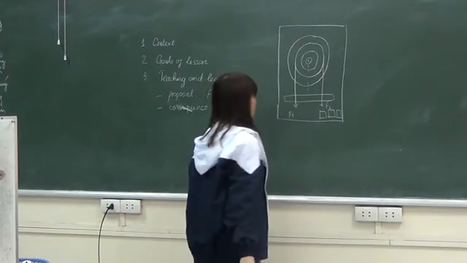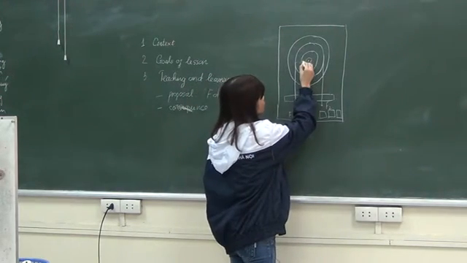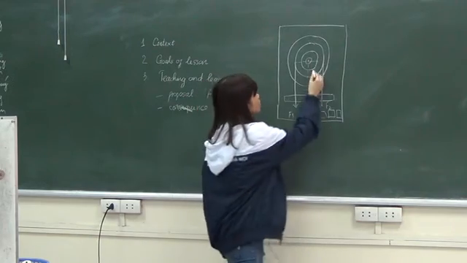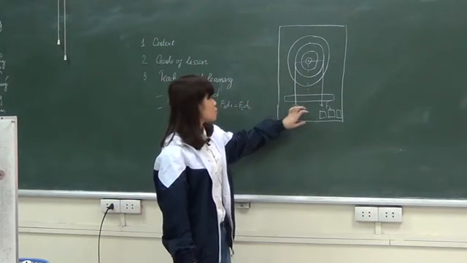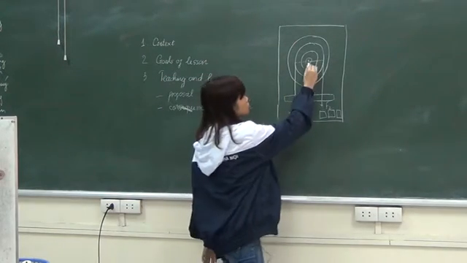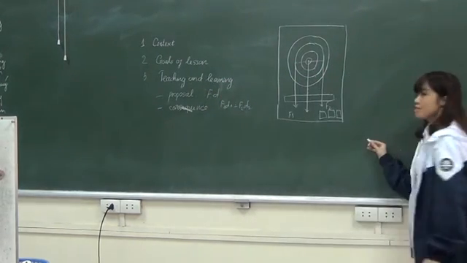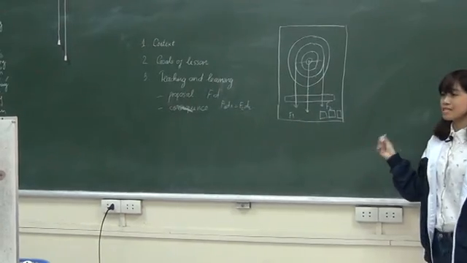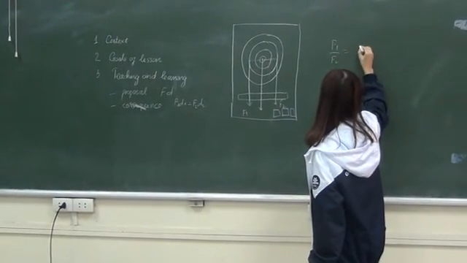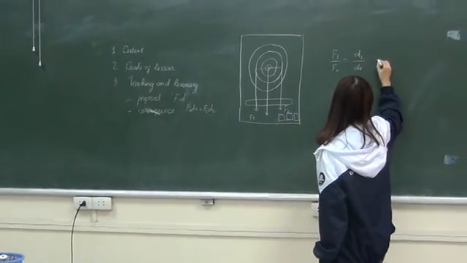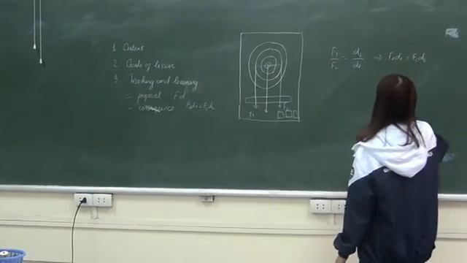After that we see the disc is in equilibrium. For the disc in equilibrium, the resultant force of the two parallel forces will go through the axis, and we apply the principle of two parallel forces. We have F1 over F2 equal D2 over D1. So F1 D1 equals F2 D2.